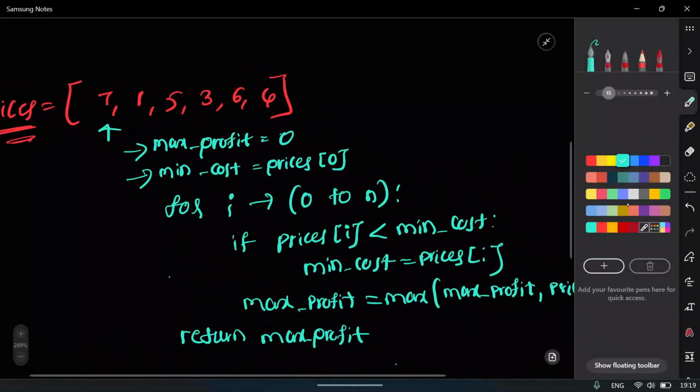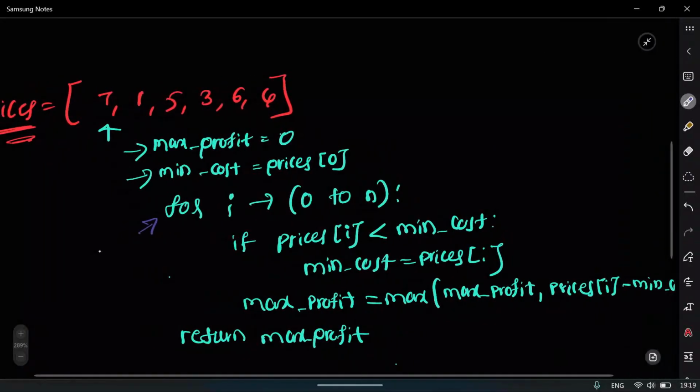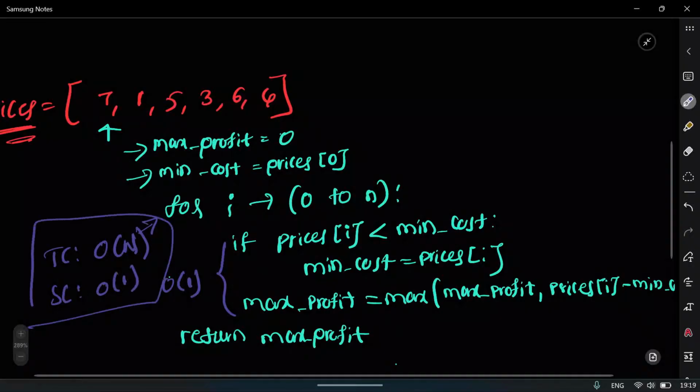Let's discuss the time and space complexity for this approach. If I look here, the time complexity for this loop is order of n, and all the remaining operations take order of 1 because it's just comparing and updating the variable. And this is the time complexity. The space complexity is still order of 1 because we are not using any external data structure. Yeah, this is the most optimal solution.